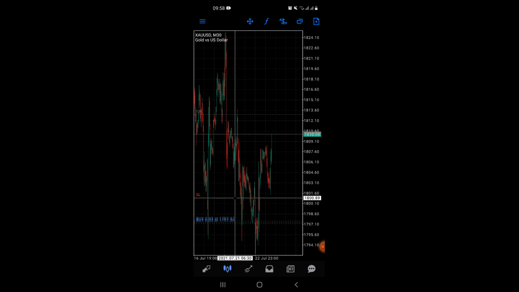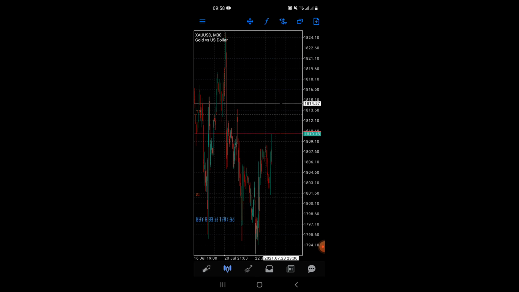So that's how you trail your stop loss. So if this price, for example, pulls back at the moment and gives me another low, I'm gonna move my stop loss just below that low so that I can secure even more profit.